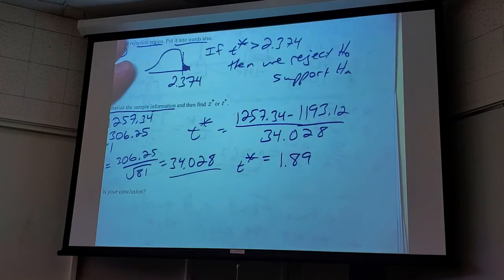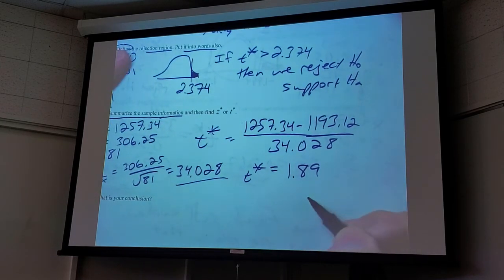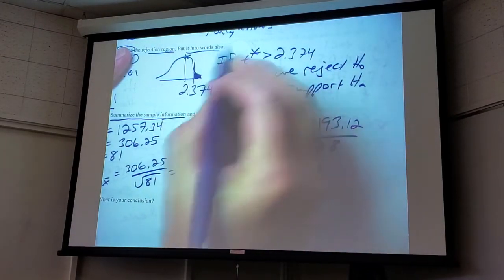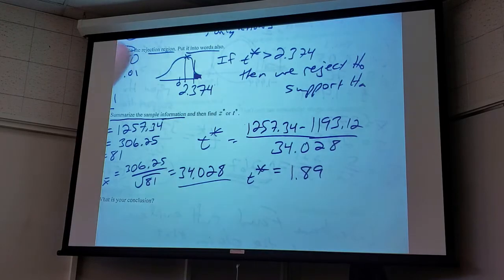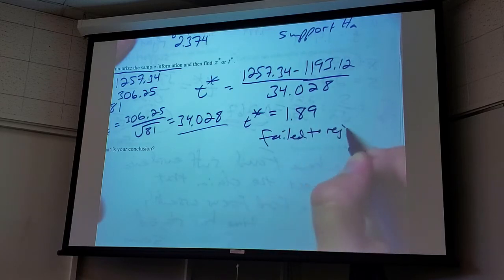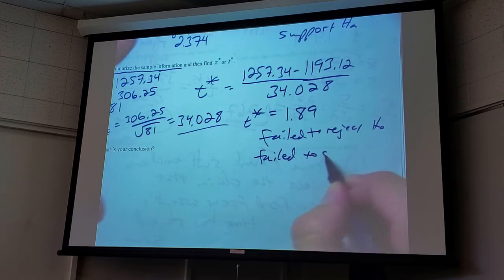But even without the p-value, you can still answer this. Did we succeed? Did we find evidence? No. Exactly. We did not find evidence. We didn't make it this far. We only made it this far, roughly. I don't know, somewhere there. So we failed to reject the null. Failed to support.